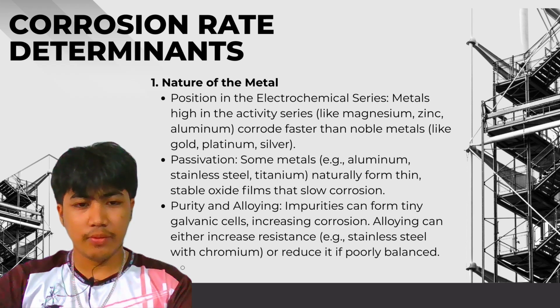Metals high in the activity series, like magnesium, zinc, and aluminum, corrode faster than noble metals like gold, platinum, and silver. Passivation: some metals, for example aluminum, stainless steel, and titanium, naturally form thin, stable oxide films that slow corrosion. Purity and alloying: impurities can form tiny galvanic cells, increasing corrosion. Alloying can either increase resistance, for example stainless steel with chromium, or reduce it if poorly balanced.